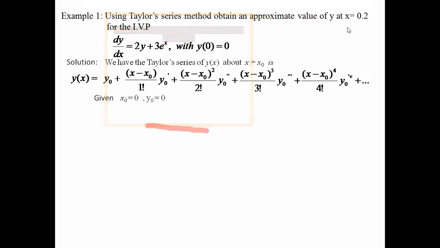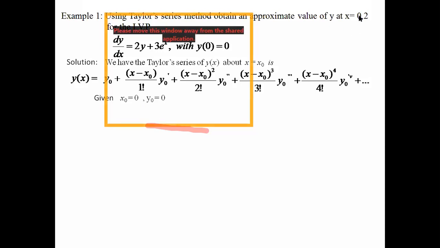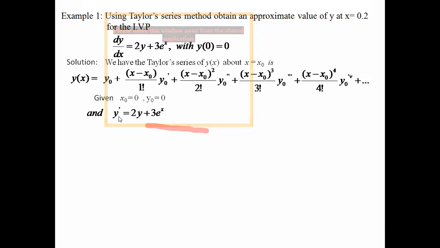So I need the solution at x1. x1 is nothing but x0 plus h, that is 0 plus 0.2, which means 0.2. So at 0.2, we can get the solution by taking h is equal to 0.2. First we shall get the required values. It is given dy by dx is equal to 2y plus 3 into e power x. From there, dy by dx is denoted by the symbol y dash. So y dash is here 2y plus 3 into e power x.